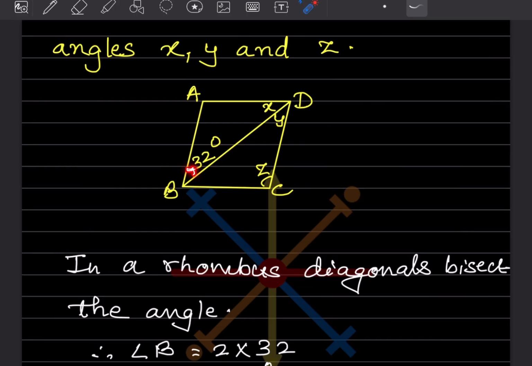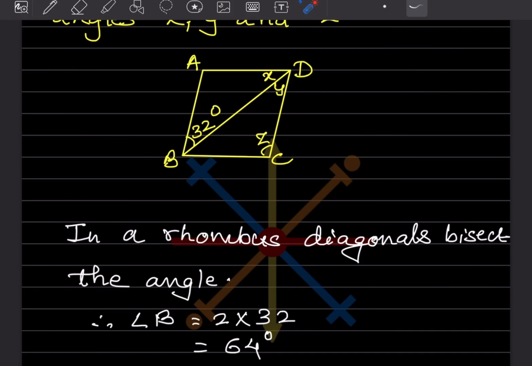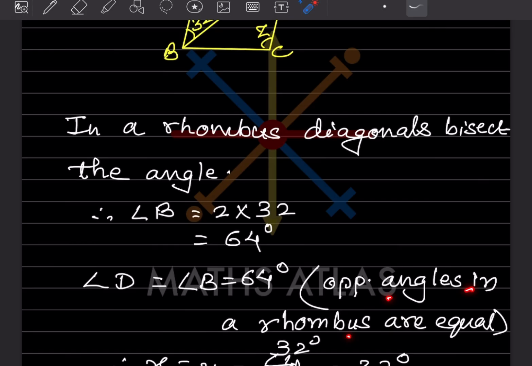So this angle B is equal to twice this 32, because it is bisecting the angle. Because this is 32, this also should be 32. So twice 32, this whole part is going to be 64, because only this part is given as 32. So this whole angle is going to be 64. So angle D, this one, also should be 64, because opposite angles in the rhombus are equal.